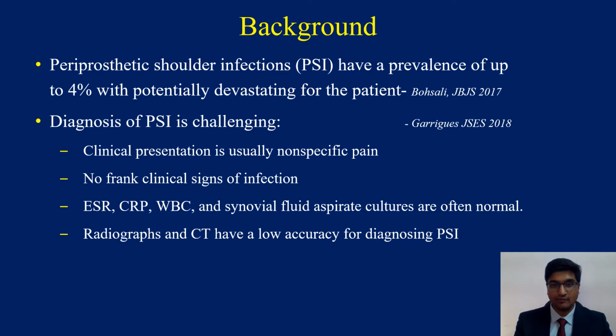PSI has a prevalence of up to 4%, and the diagnosis is difficult because the clinical presentation is usually non-specific pain. No frank clinical signs of infection are present. The blood investigations of ESR, CRP, and the synovial fluid aspirate cultures are typically normal. Radiographs and CT scans have low accuracy.